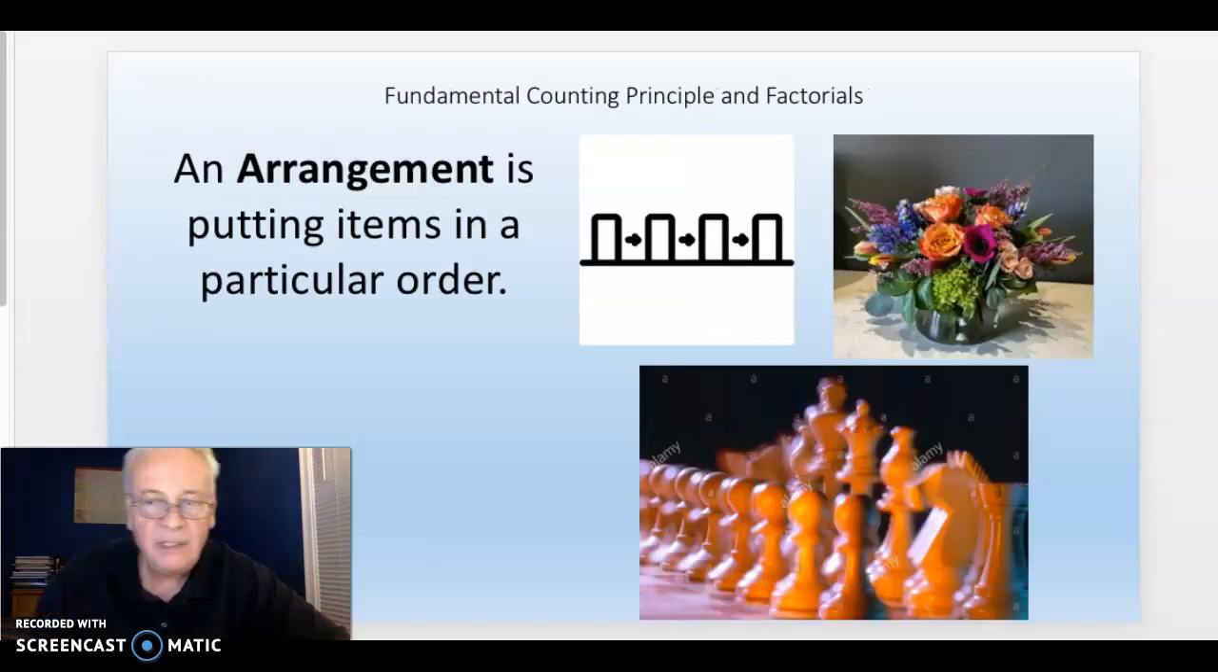Anyway, guys, this is one of our vocabulary words. I think by now you've learned what it is. An arrangement. It's putting items in a particular order. An arrangement of things.